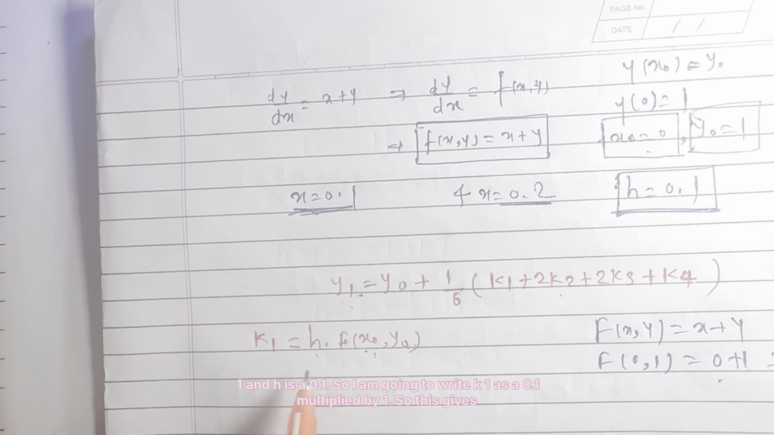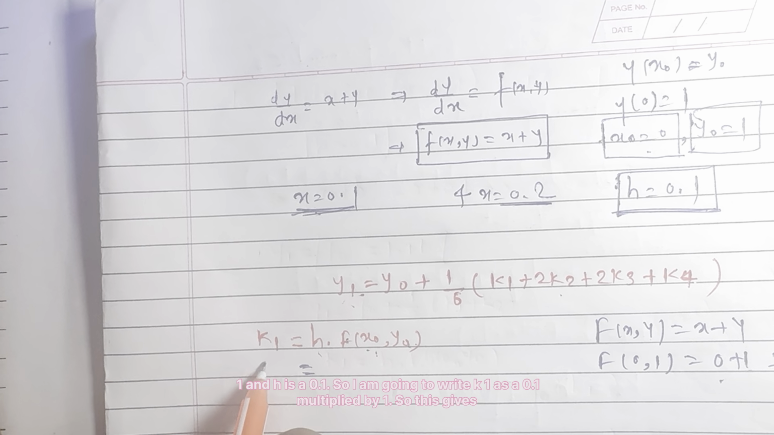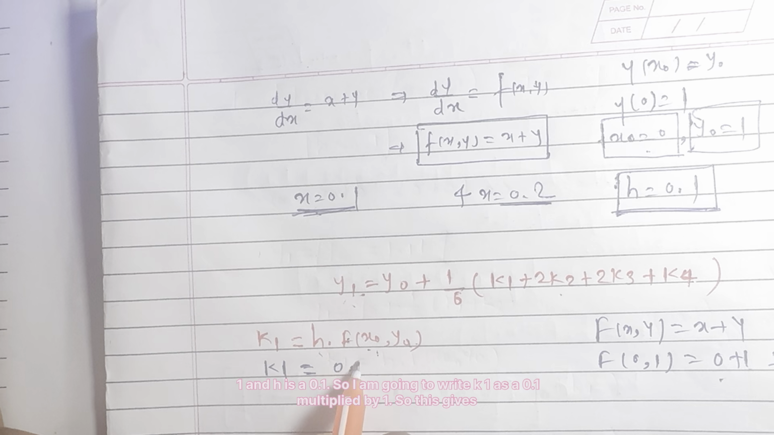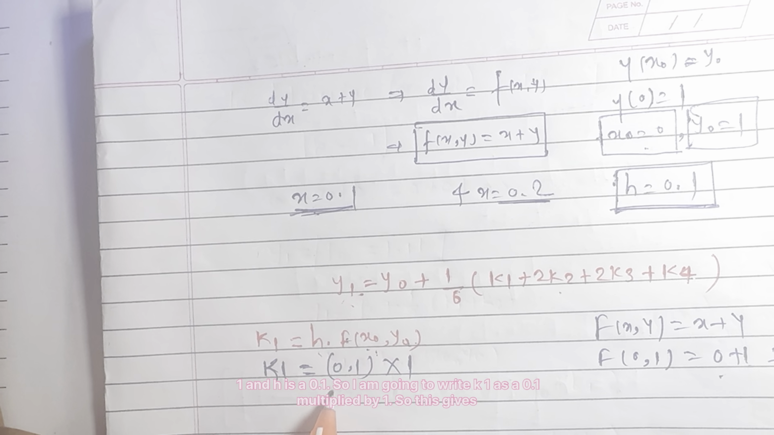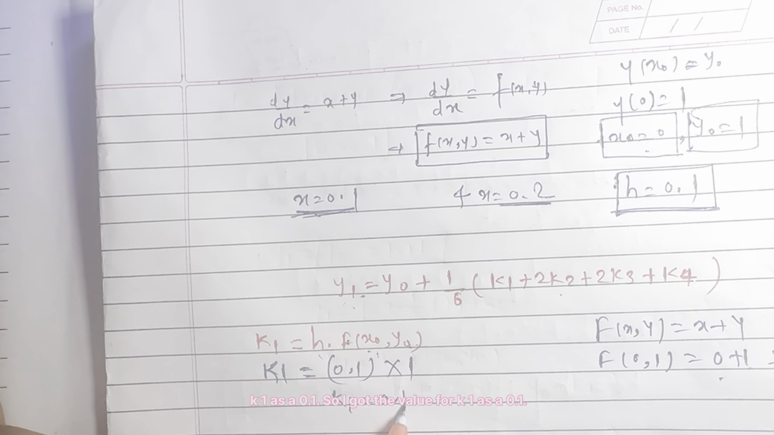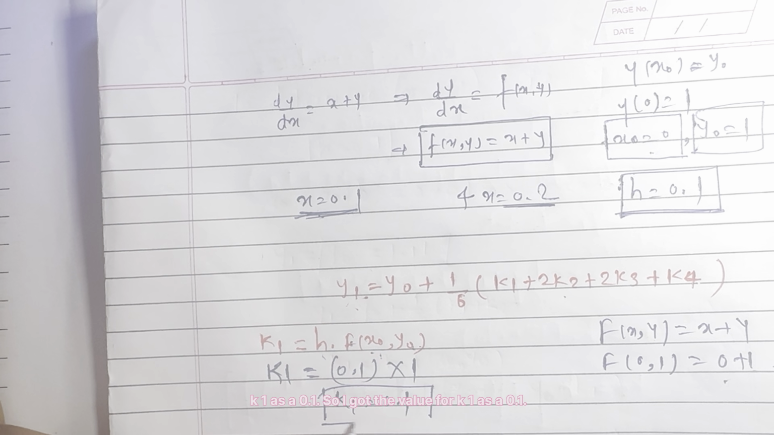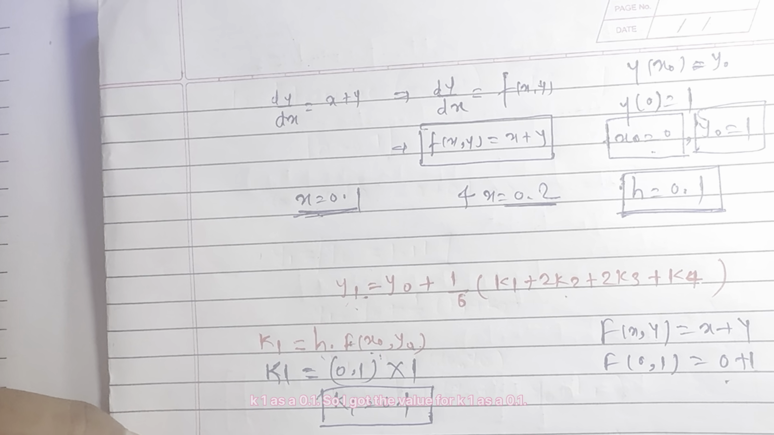And h is 0.1, so I'm going to write k1 as 0.1 multiplied by 1. So this gives k1 as 0.1. So I got the value for k1 as 0.1.